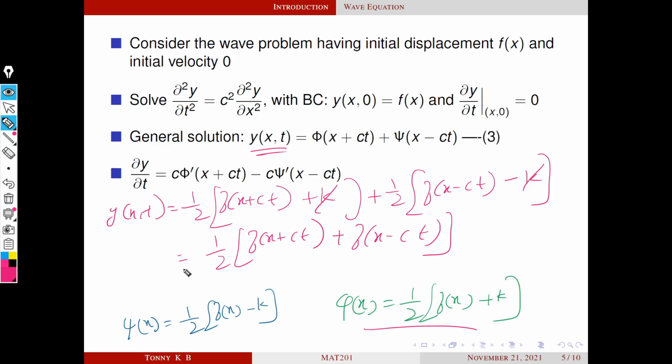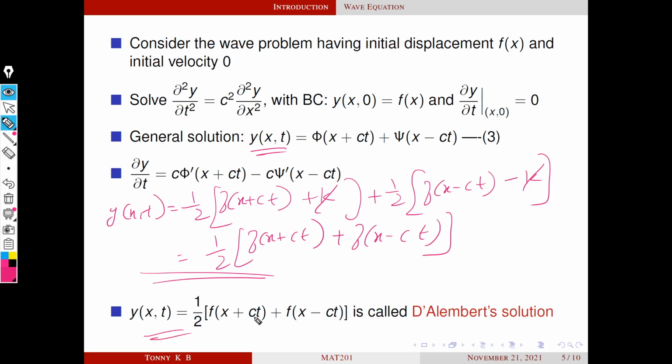So this is our general solution of this wave equation. y(x,t) is equal to 1 by 2 f of x plus ct plus f of x minus ct. Because f of x is the initial shape of that particular string. That means this problem is completely solved. So this solution is called the D'Alembert solution of the wave problem. Yes, y(x,t) is equal to 1 by 2 this one. This is called our D'Alembert solution.